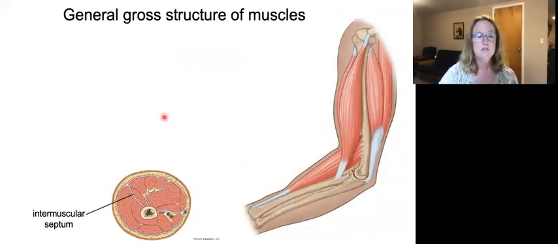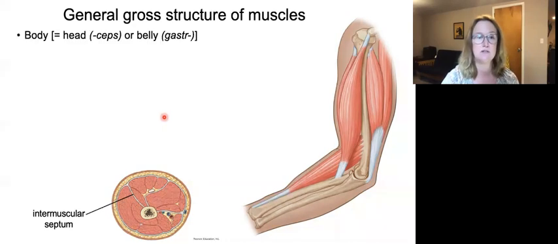All right. So let's talk first about the general gross structure of muscles. And by gross, I mean what you can see with the naked eye. So up until now, you've probably been learning a lot about the microscopic structure of muscles. And here I want to talk about the gross structure of muscles. So I want to run through some root words with you and just some real general facts about how muscles are built.